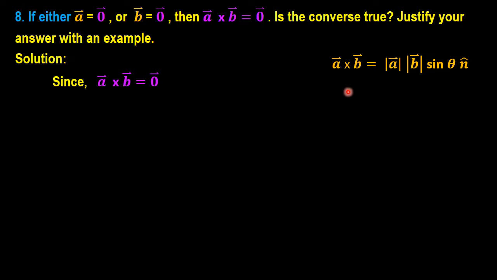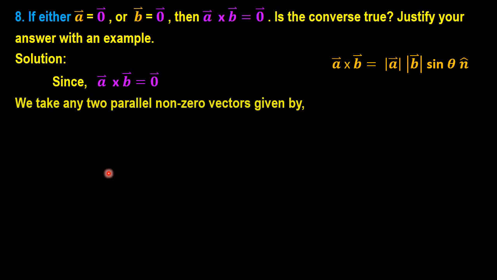Now when theta equals 0 degrees, then the cross product will be 0 because sin 0 is 0. So the right hand side will be 0 and A cross B will be 0. So theta equals 0 means the A and B vectors will be parallel to each other. So here we need to write two parallel vectors which are non-zero vectors.